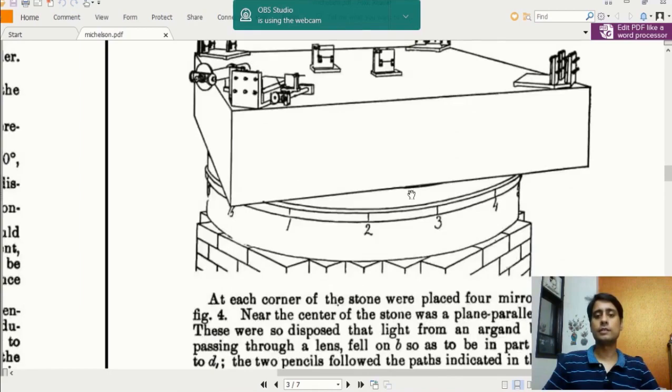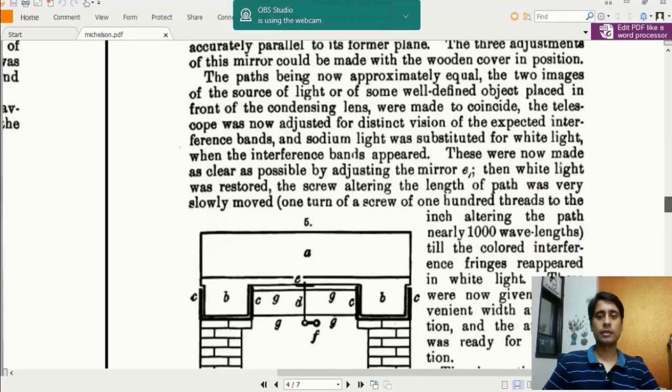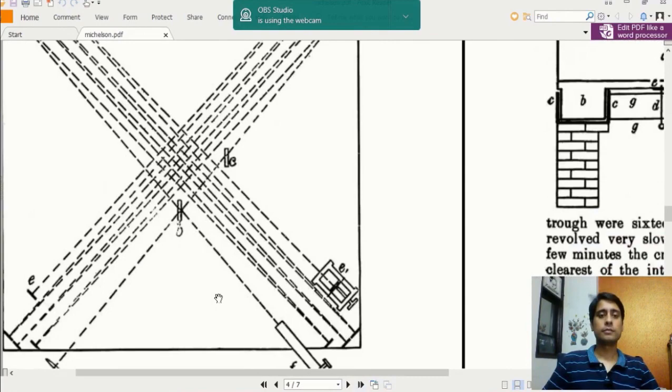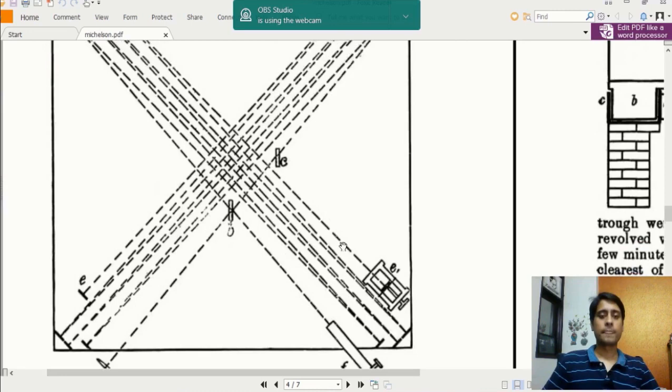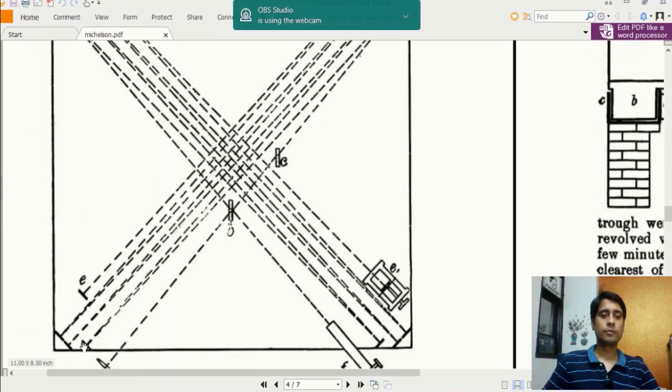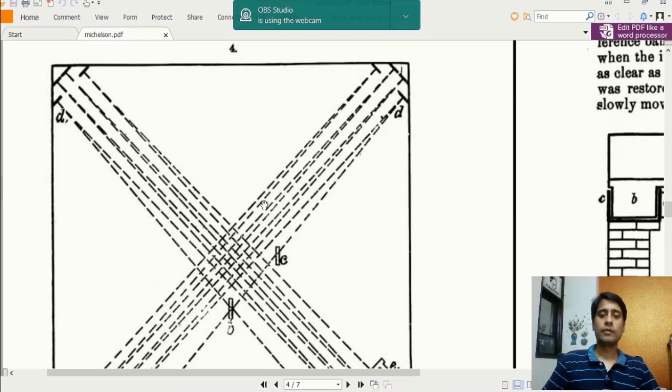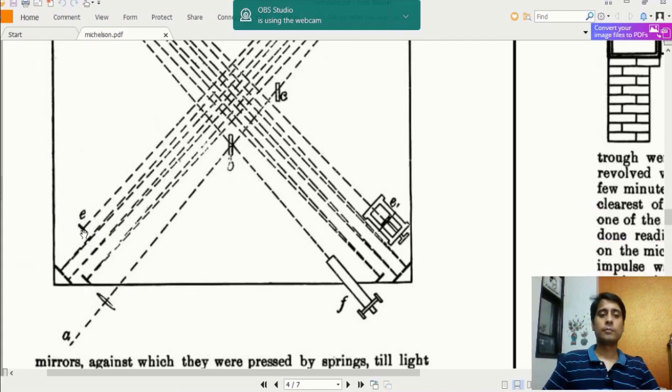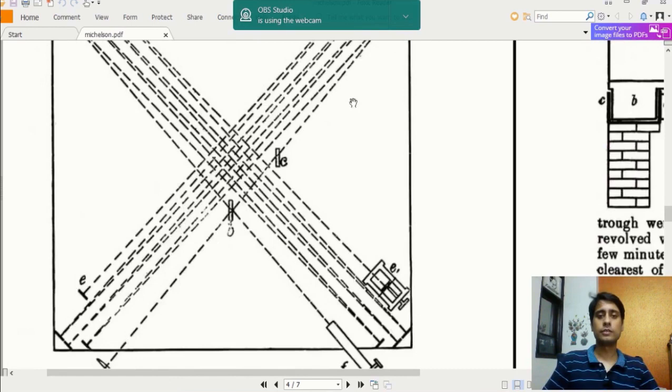So this is visible in the diagram here. There were many mirrors mounted at the corners of the stone, and these are the mirrors. You can see that the light enters through a lens and is reflected by this mirror, then it goes back to this mirror, then again reflected to this mirror, and one by one it is reflected back and forth between these mirrors, and finally on this last E mirror it is reflected perpendicular, and then it returns back through its path, and finally it is reflected at this point to the telescope.